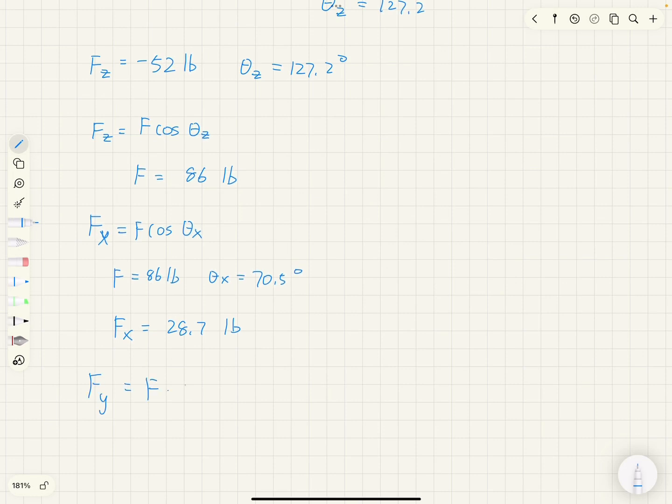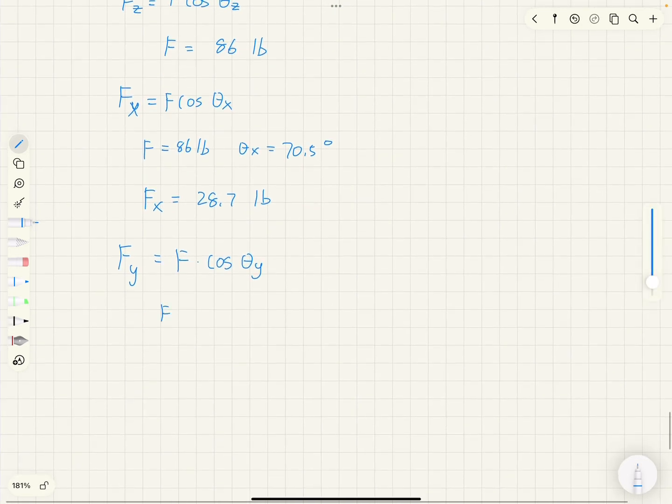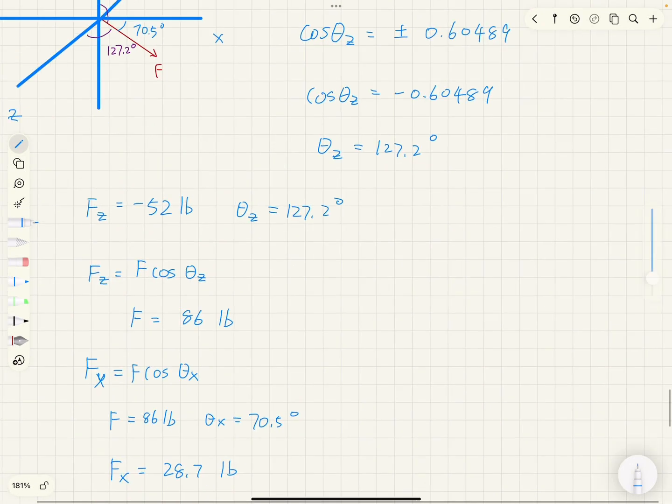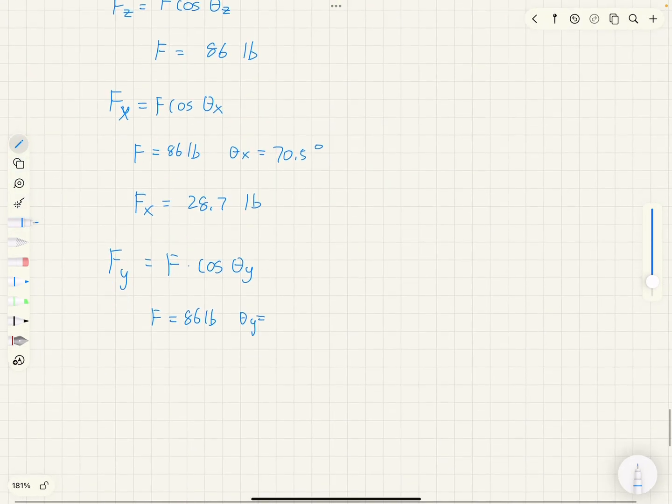Do the same thing for Fy. We have F times cosine delta y. We have F equals 86 pounds. Delta y equals 136.3 degrees. And now we can solve for F of y, which is negative 62.2 pounds.